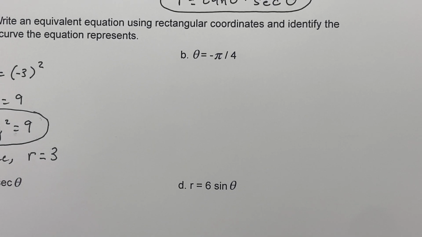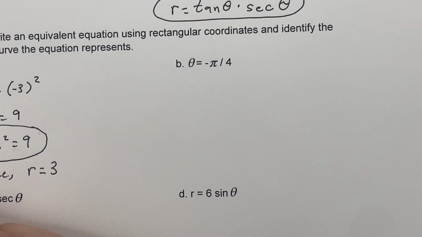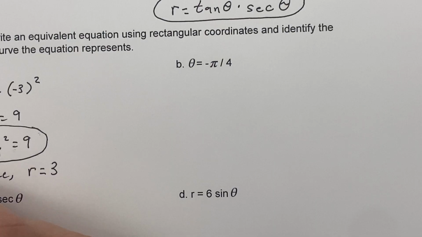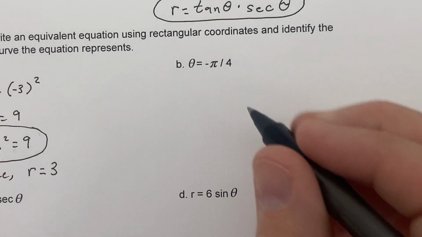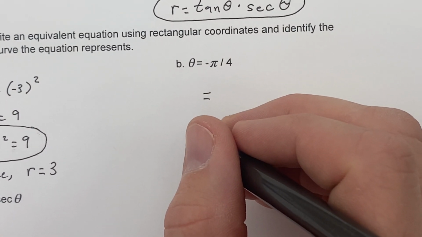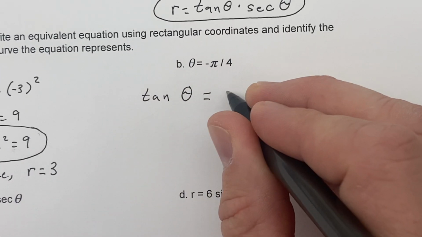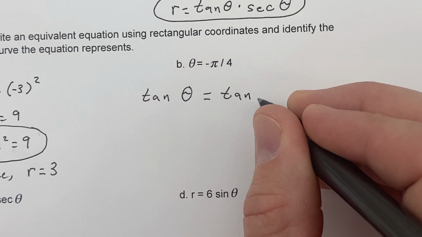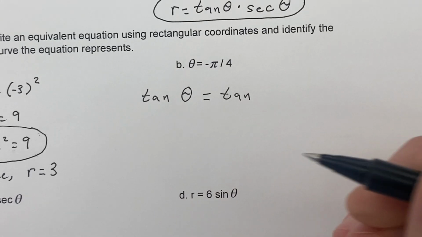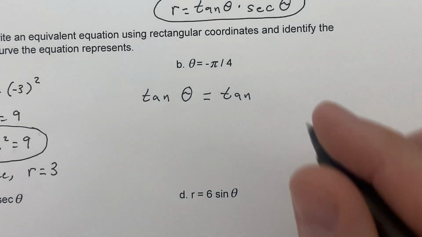Theta equals negative pi over 4. We could go back to, how do I want to do this? Oh, we could do it that way. That's fine. We could take the tangent of both sides. Did you know that was a legal move? Just like you can multiply both sides of the equation by 2 or whatever your favorite number, now we can take the trig function of both sides.